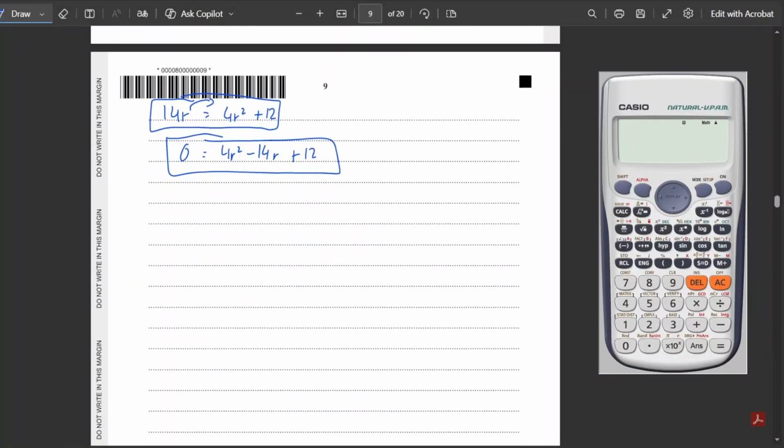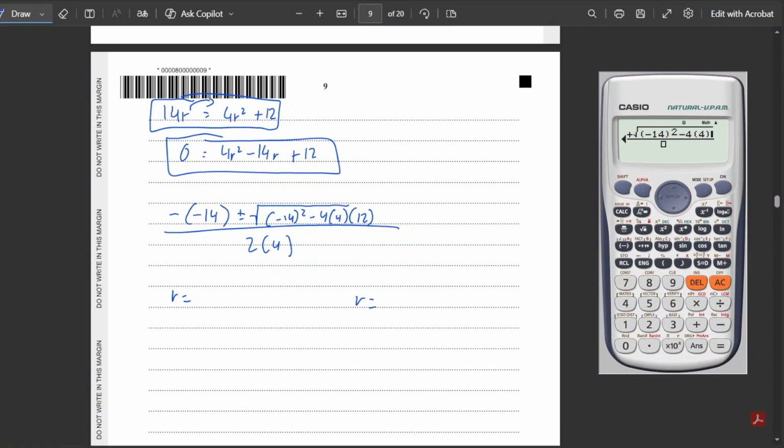So let's solve this quadratic equation. I'm going to use the quadratic formula, minus b plus minus the square root of b squared minus 4ac, over 2a. So I'm going to get two values for r. Let's try and find out what those values are going to be. First of all, I have minus times minus 14. That's going to be plus 14. Then I'm going to get negative 14 squared minus 4 times 4 times 12. And then in the denominator, 2 times 4.